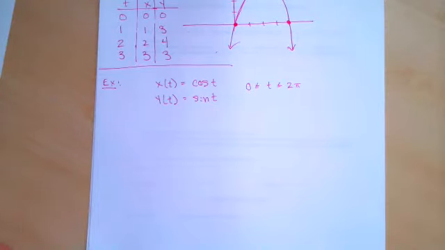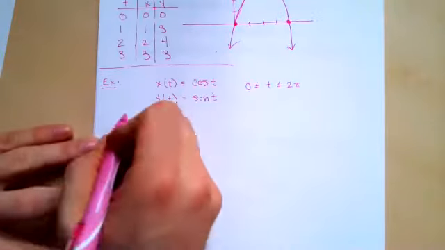So what's this going to look like? How do we graph something like this? Let's make our table.